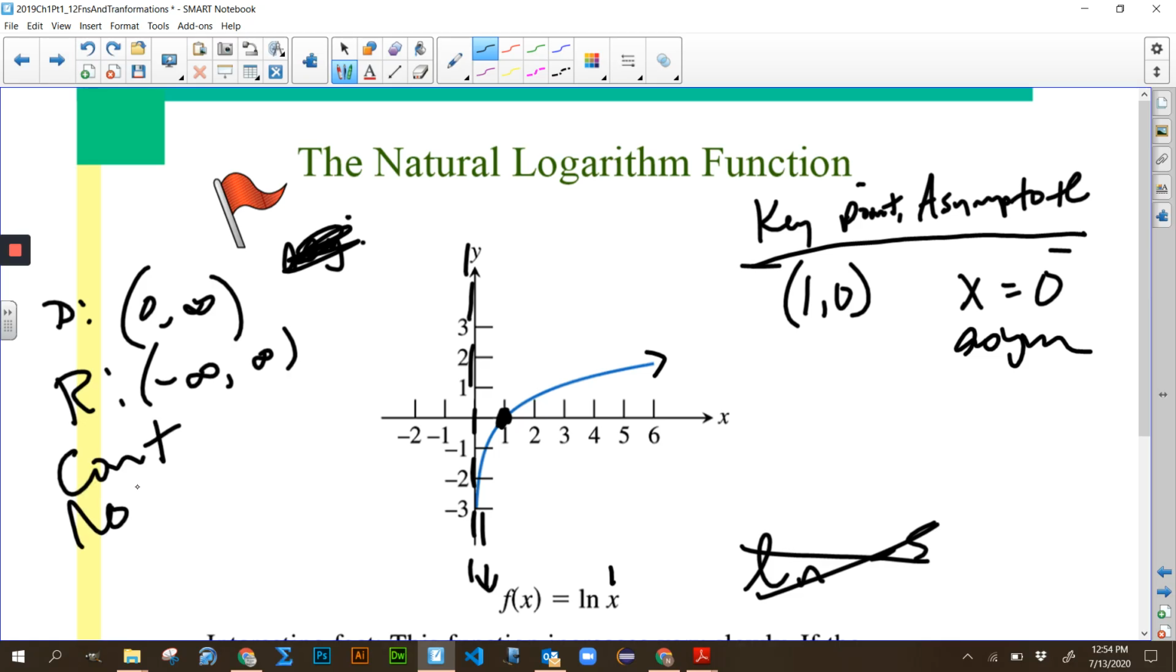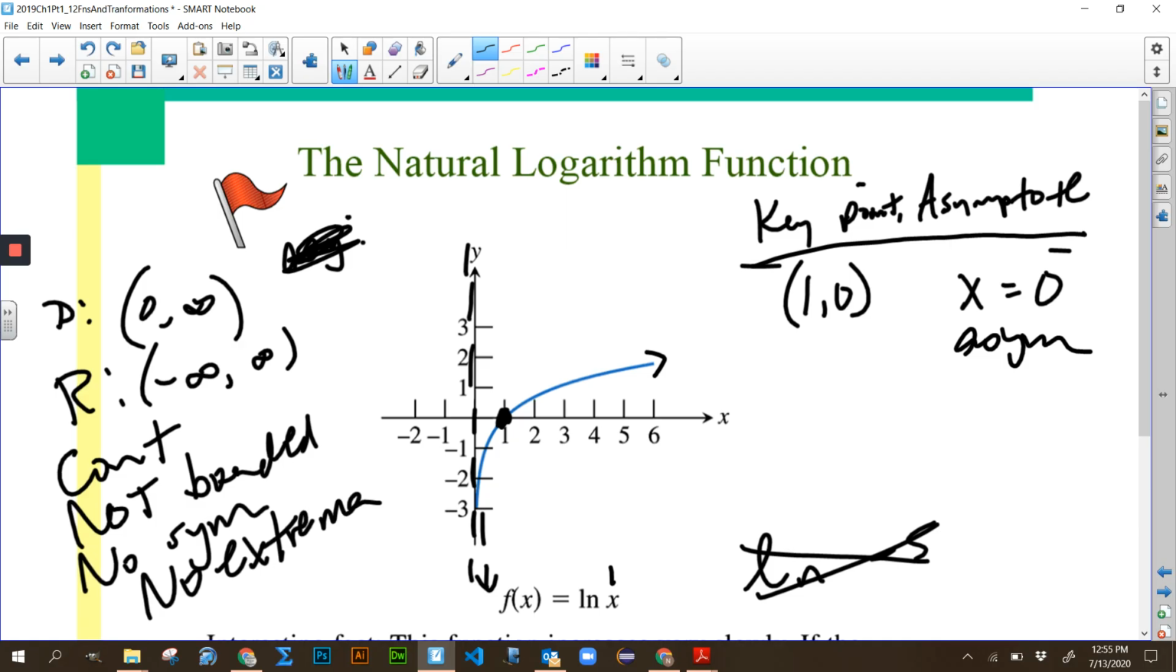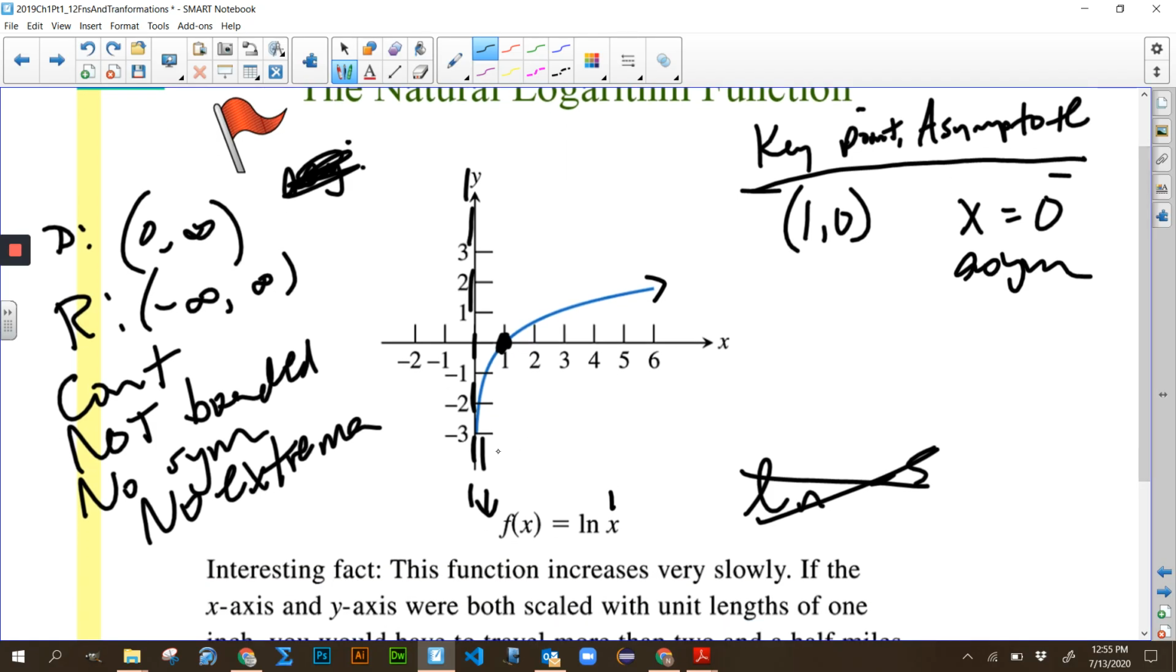It is not bounded because it keeps going up and down in the y values. There's no symmetry. There's no extrema. We have one end behavior because x doesn't go toward negative infinity. X goes only toward positive infinity. So it's the same as that square root one. There's no negative portion to the graph. And let's see. Oh, it increases on the entire domain. So I'll just throw that right in here.